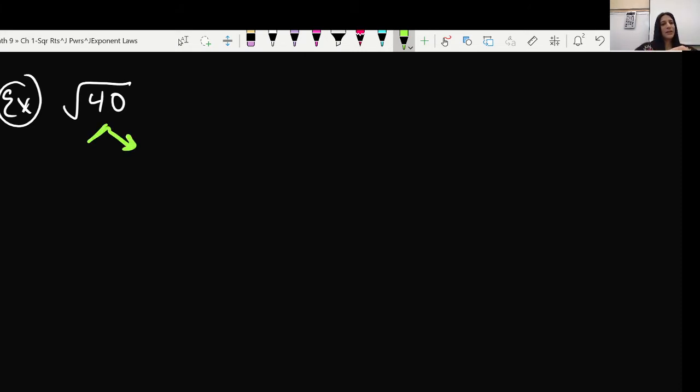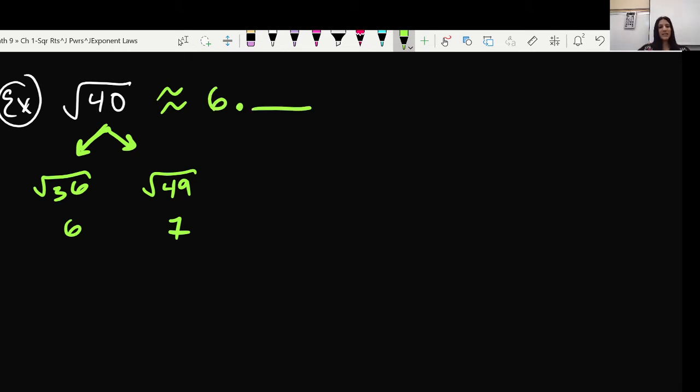So I'm going to use the same approach as last time. I'm going to look for the two closest perfect squares, the smaller one and the larger one. So I look at this and think, okay, this is very close to root 36. And we know the square root of that is the number 6. And the larger perfect square would be root 49, and we know the square root of that would be the number 7. So I know that this is approximately equal to 6 point something. Because it's in between the numbers 6 and 7, I would refer to that on a number line as 6 point something, because I haven't quite reached 7 yet.